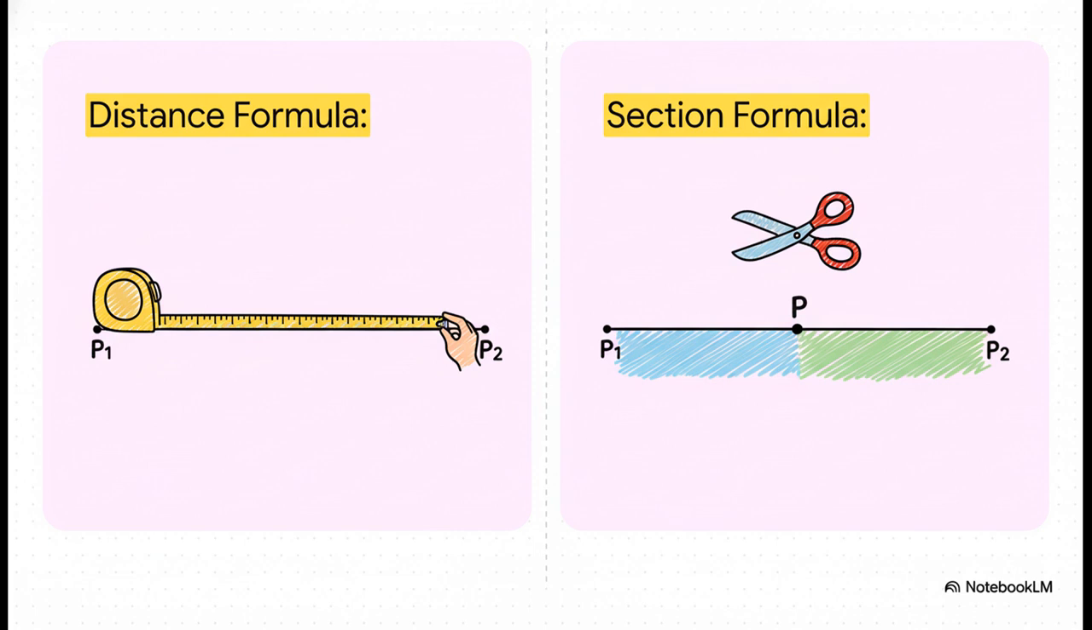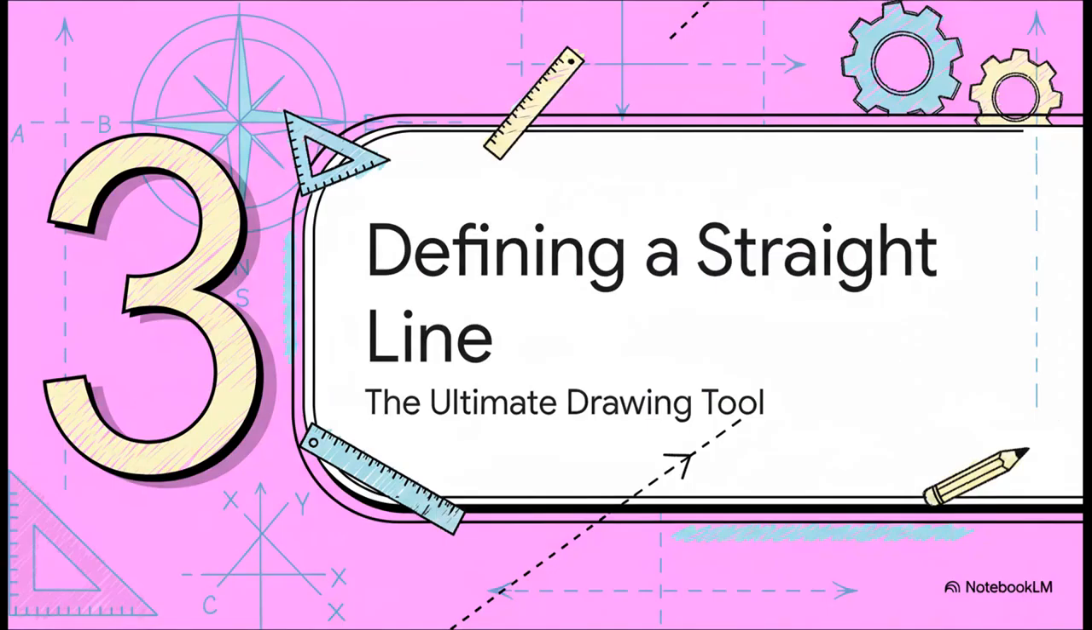But on the right, the section formula is a bit more clever. It helps us find the exact address of a point that cuts a line in a specific ratio, kind of like marking a spot exactly 2/3 of the way down a piece of wood. Both are super important. Okay, we can place points and we can measure the distance between them. Now it's time to pick up our main drawing tool, the straight edge. Let's figure out how to define a straight line using algebra.